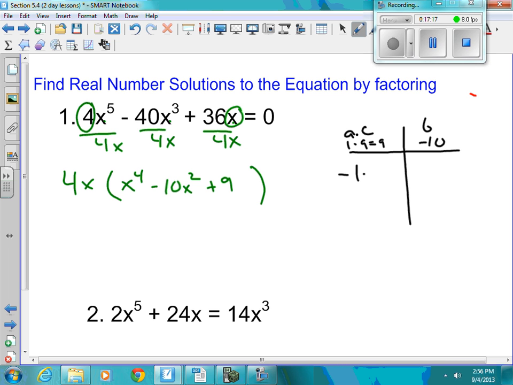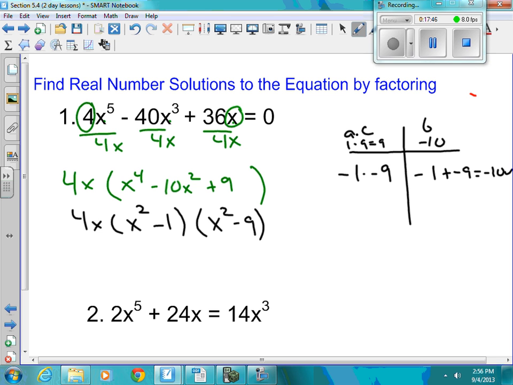Hopefully you saw that both factors have to be negative, because we're adding to make a negative term and multiplying to make positive. Negative 1 times negative 9 is positive 9, and negative 1 plus negative 9 is negative 10. That's our winning combination. So we end up with 4x times x squared minus 1, excuse me, and x squared minus 9 equals 0. Right, because it's x to the fourth.